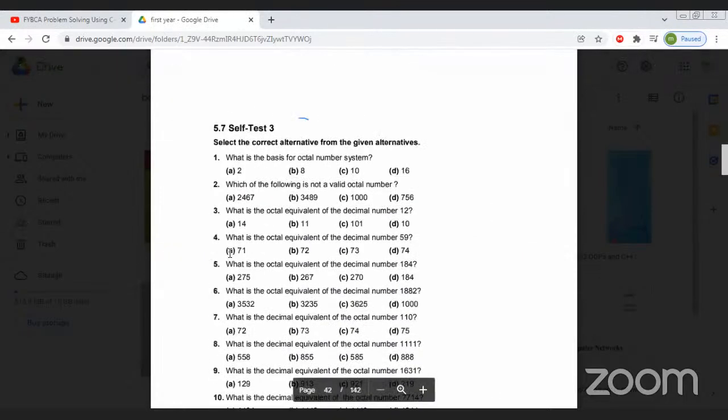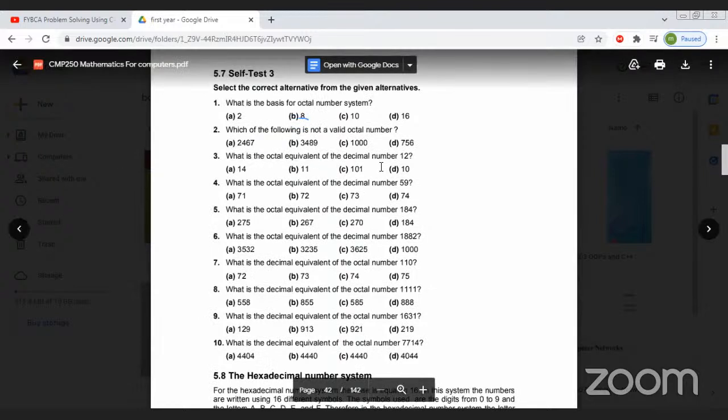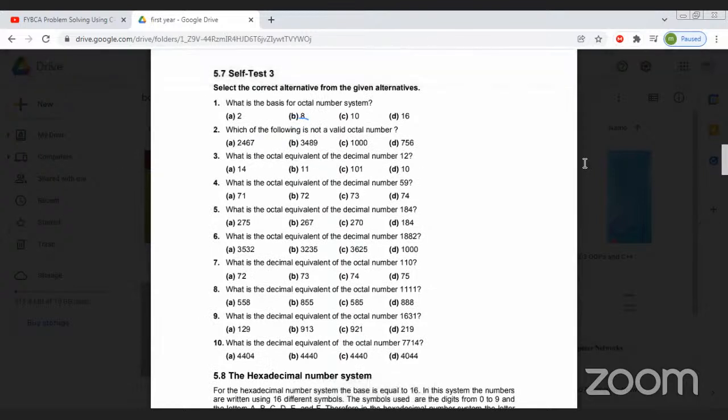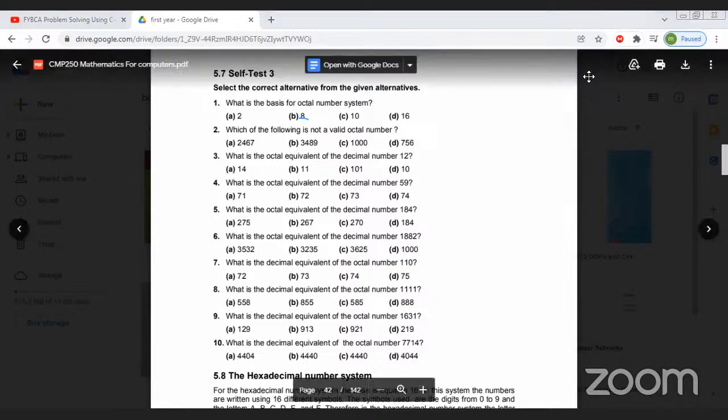Now let's take an example. What is the octal equivalent of decimal 12? What will it be, students? 12 is there. So 8 ones are 8, correct? 12 minus 8 is 4. So your value will be 1 4. So this is your answer for it.